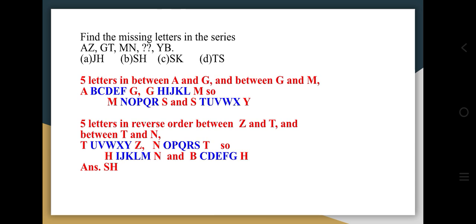Then we have to determine the second one. Of course, after S, if you leave 5 letters, you get Y, that is correctly given. But here, Z, T, between Z and T also 5 letters, but the letters are given in reverse order.